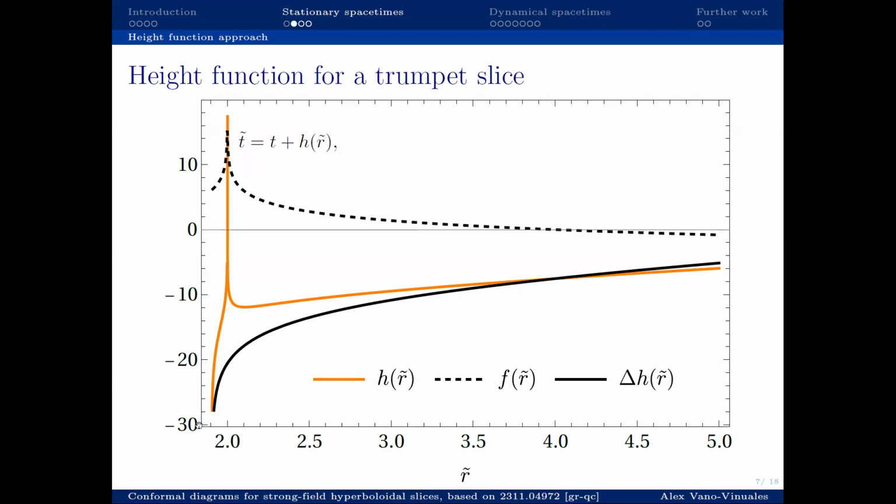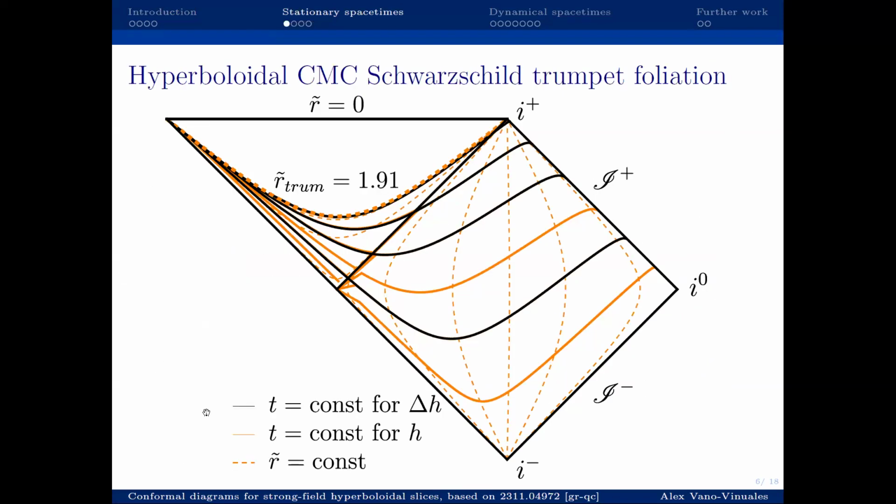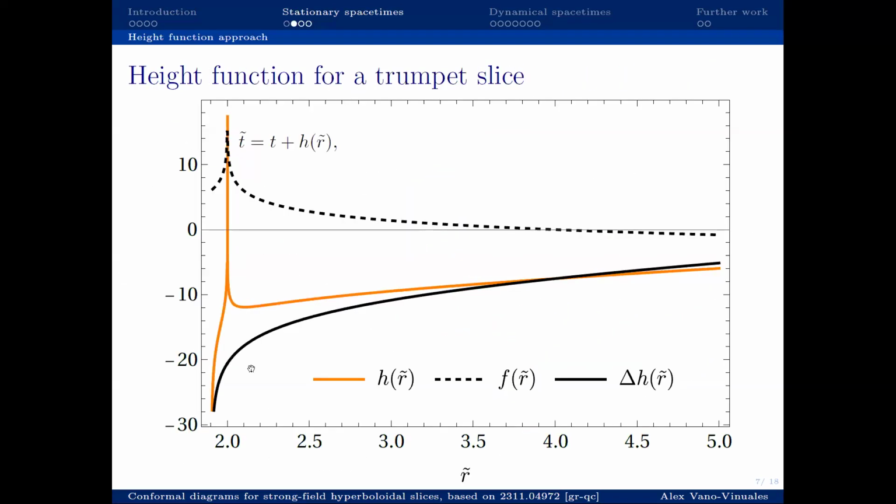If you go closer, remember that at 1.91 we have the location of the trumpet. Now the height function diverges there, also to minus infinity. That's the way that we are avoiding the singularity. And if you look to the other side, if you were to keep going for larger values of the radial coordinate, the height function would basically grow, because the effect of the height function is to raise your slices so that they will reach null infinity instead of spacelike infinity.